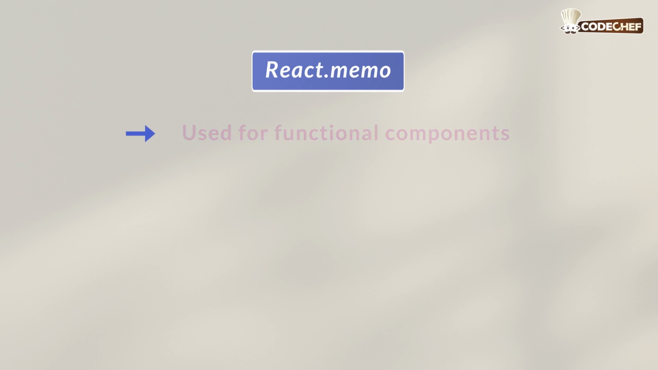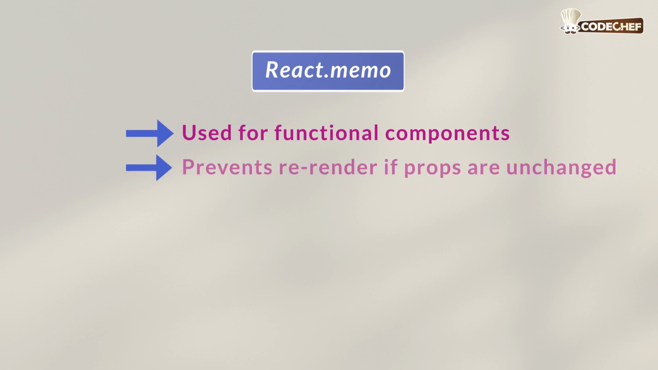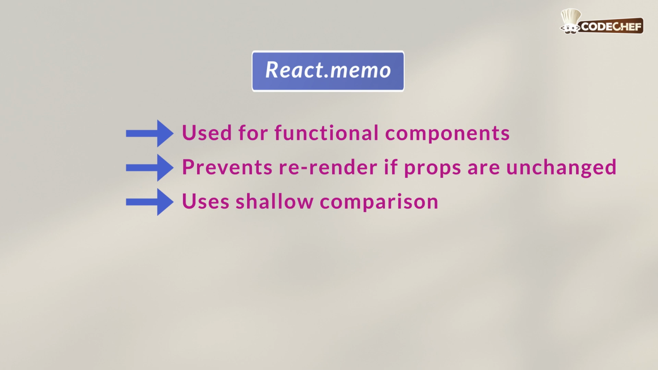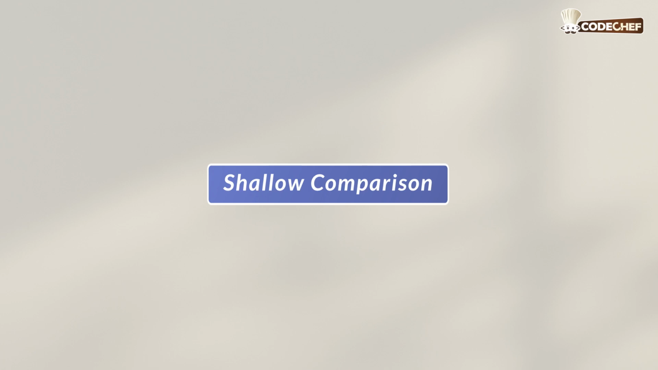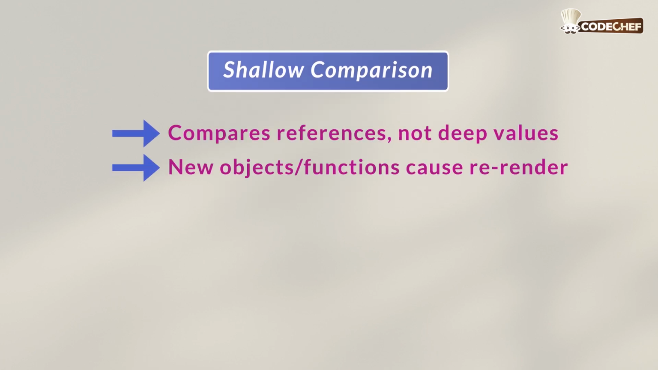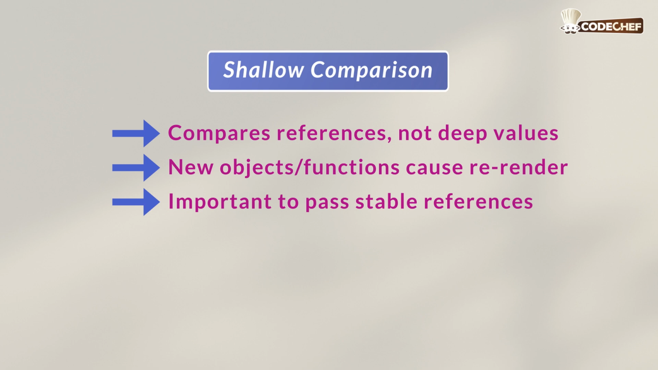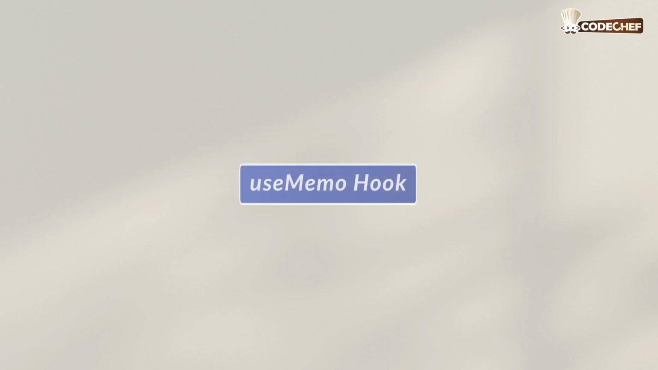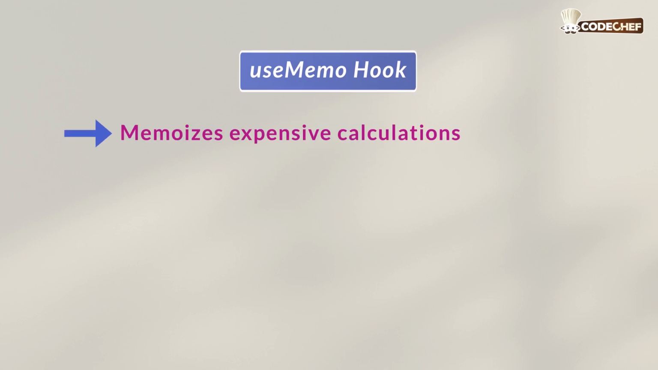React.memo is used to memoize functional components. It tells React to re-render a component only if its props actually change. If props stay the same, React skips the re-render. React.memo uses shallow comparison. This means React only checks if references are different. If we pass a new object or a new function, React thinks the prop has changed even if the values are the same.